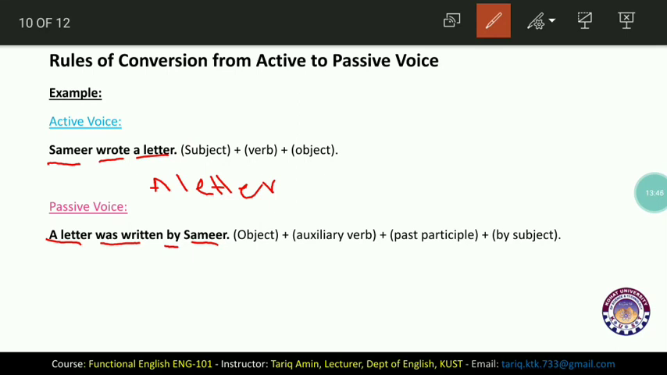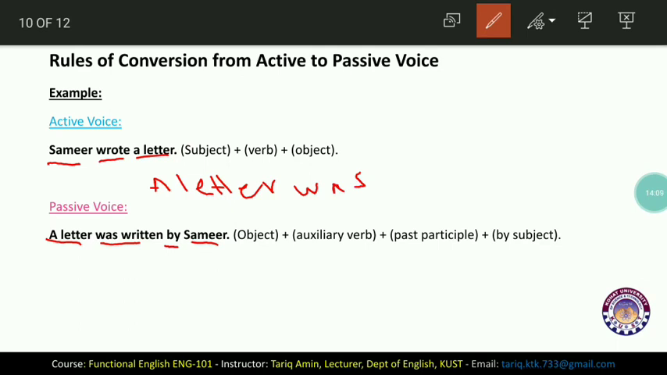After that, you need to put the appropriate auxiliary verb or helping verb. So a letter is singular, and we need to put was, because it is in the past tense. A letter was. This was the third step.